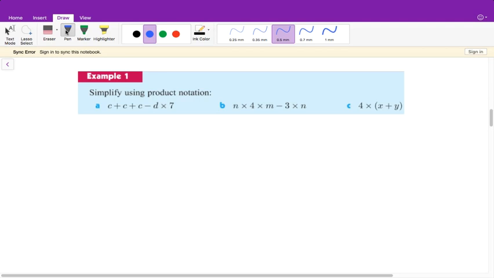All right, just for interest of time, I may not always go through every example that's here because I'm screenshotting these from your book, so maybe I'll only go through 1 or 2 of them. All right, but we're trying to simplify these and rewrite them using product notation.